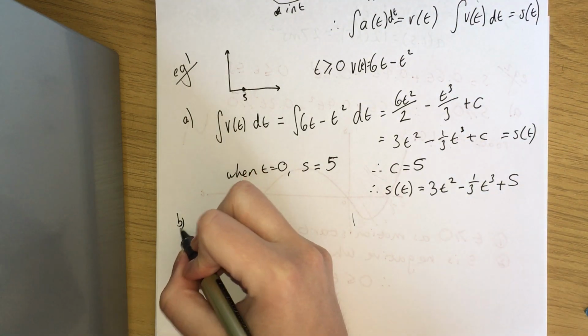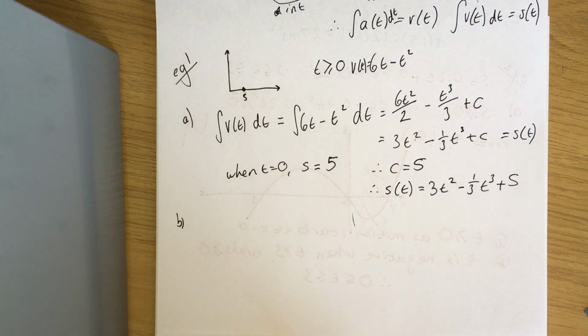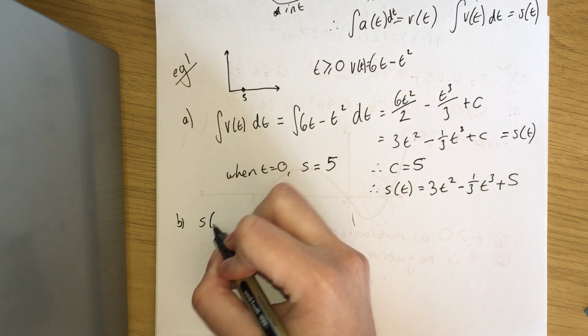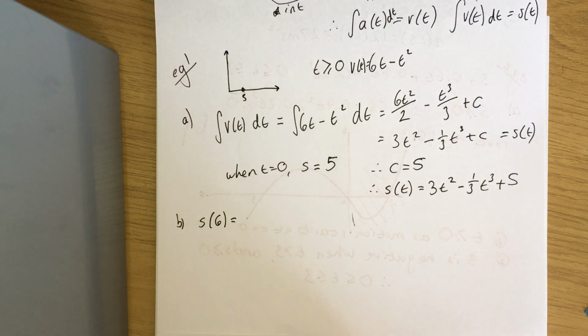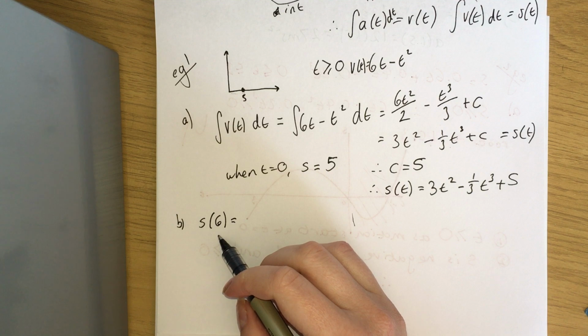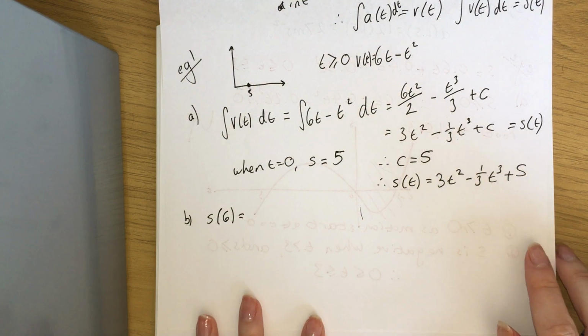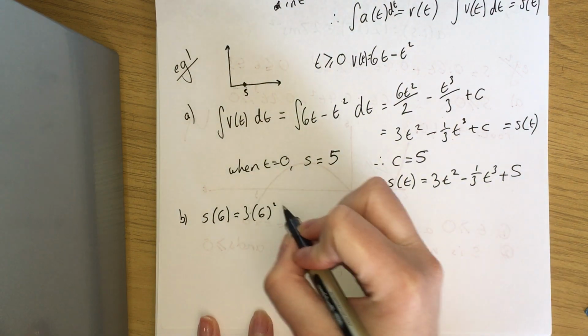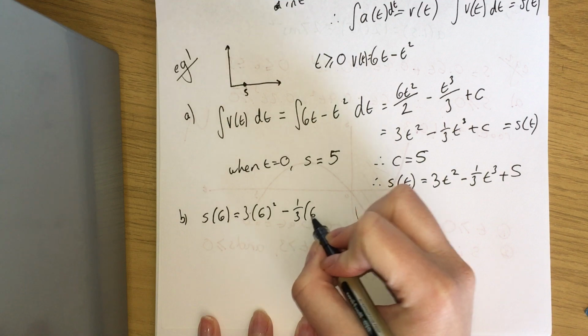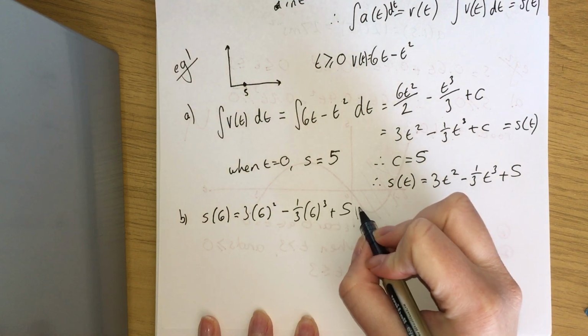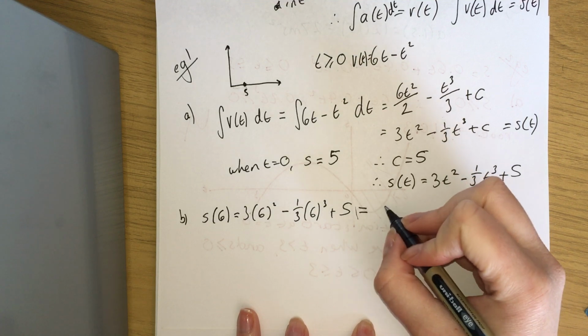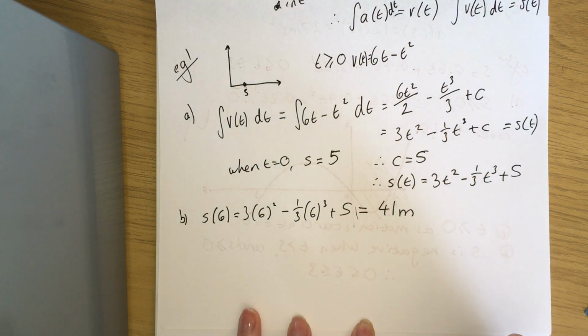Part B. Find the distance of the particle from its starting point when t is equal to 6. So we have to read that it says from its starting point. So s of t gives me the displacement from the origin. So at 6 seconds, the displacement from the origin is what I would do substituting that in. So 3 lots of 6 squared minus 1/3 of 6 cubed plus 5, which is 41 metres.